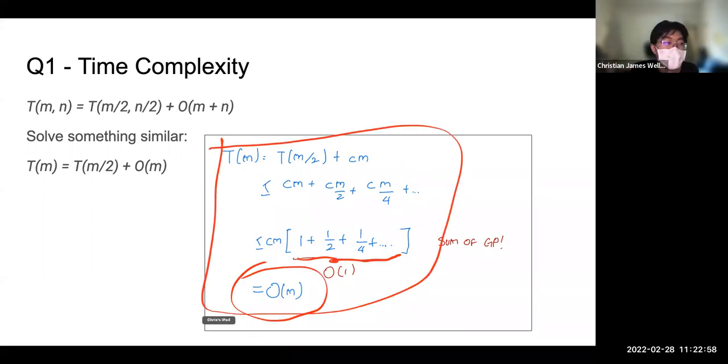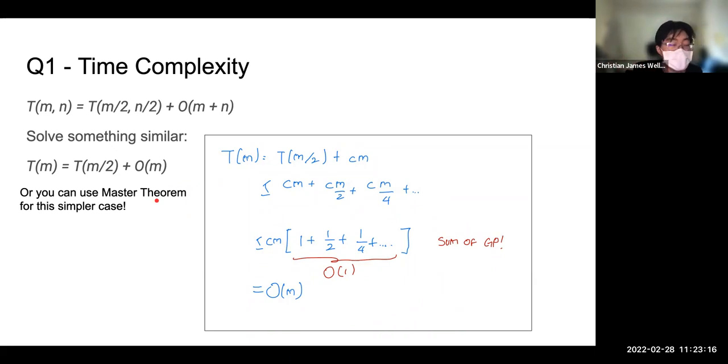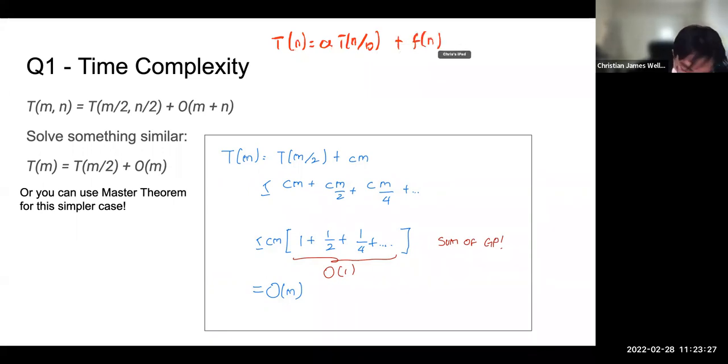This is if you solve it by expanding the recurrences, or if you imagine it as a recursion tree, a linear tree. Or you can always use the master theorem for this simpler case. Let's recall how we do the master theorem. There are three cases. I won't go through all three now, but typically you care about a recurrence of the form T(n) equals a T(n over b) plus f(n). Then you want to compute n to the power log base b of a.